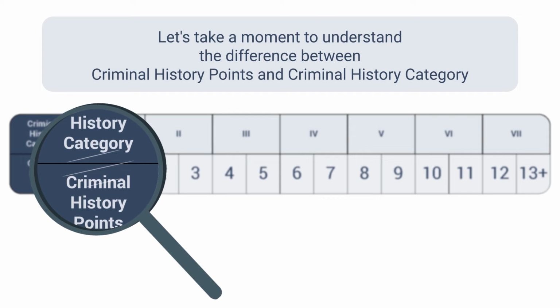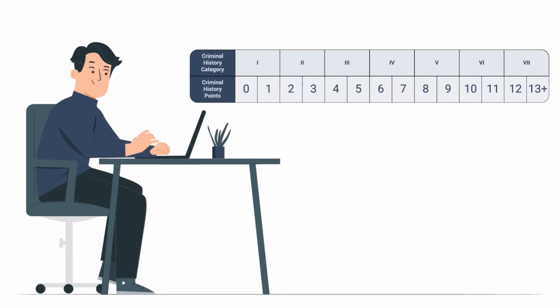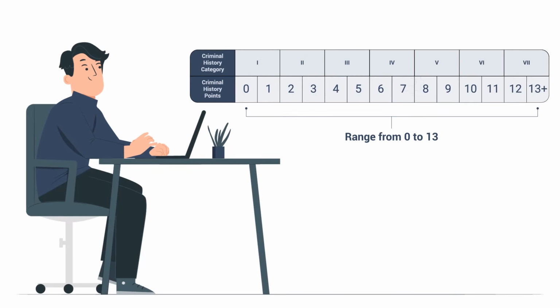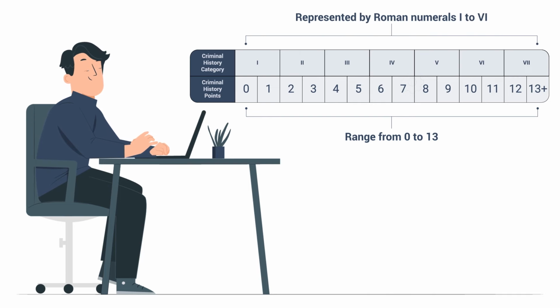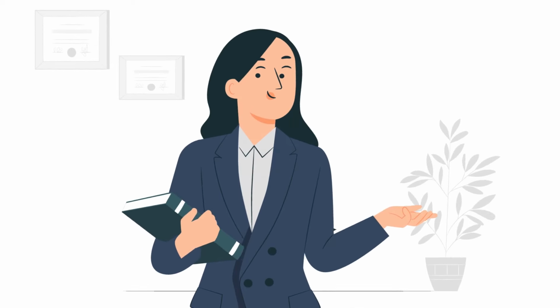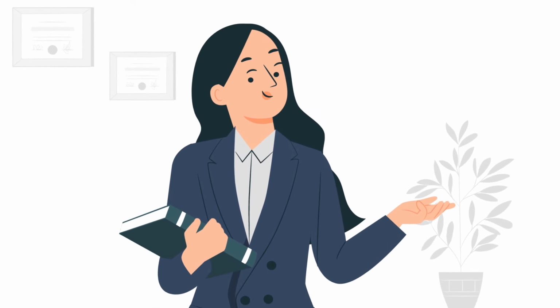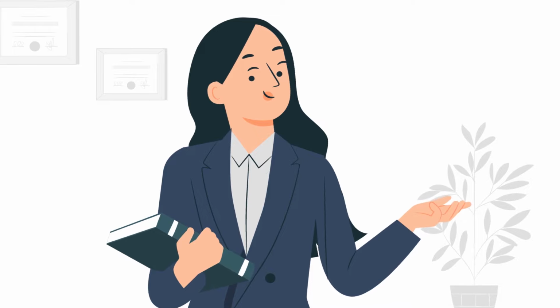Before we move on to Requirement 3, let's take a moment to understand the difference between criminal history points and criminal history category. Criminal history points range from 0 to 13 and are a subdivision of the broader criminal history category, which is represented by Roman numerals 1 to 6. Okay, now that we understand criminal history points, let's discuss our final requirement.